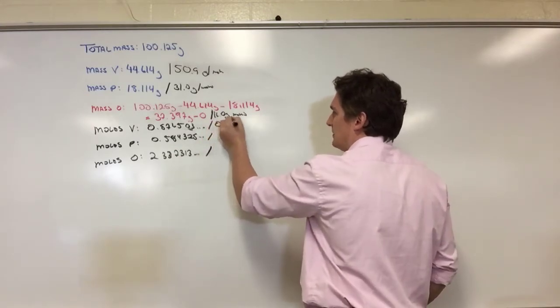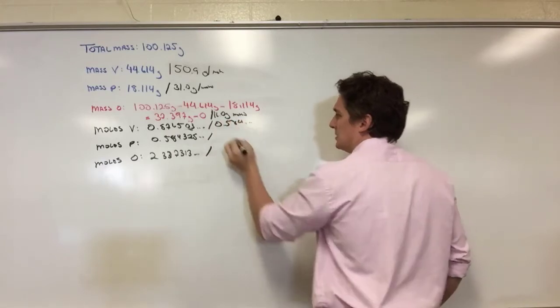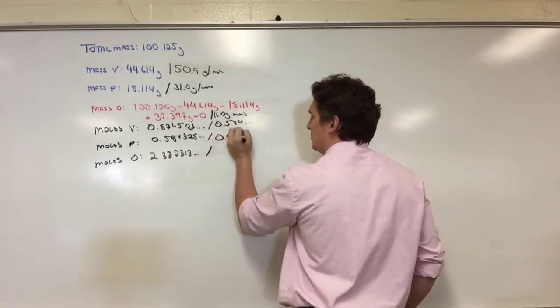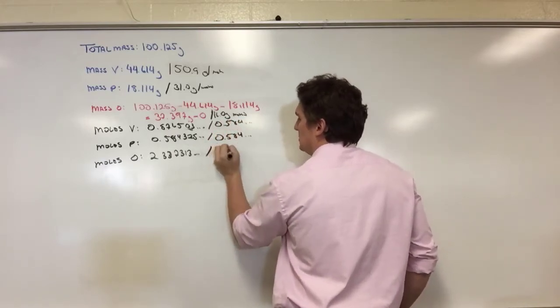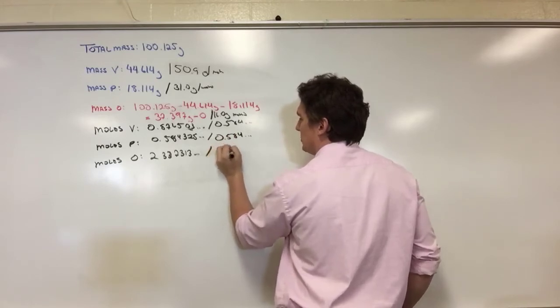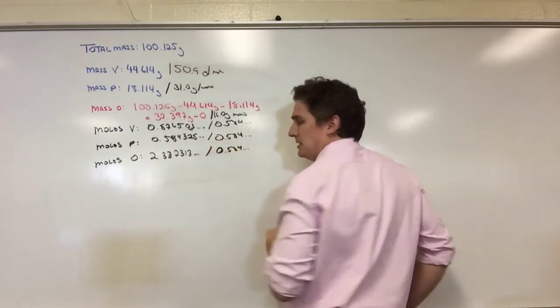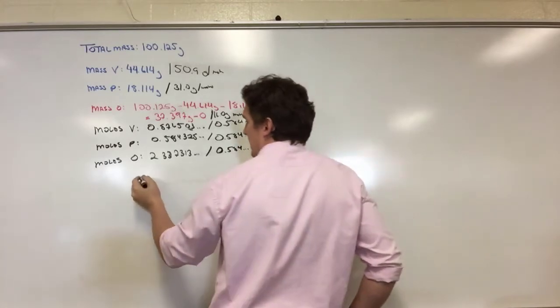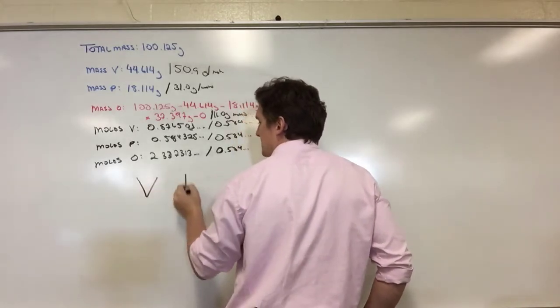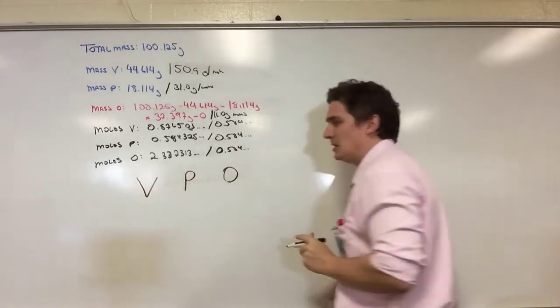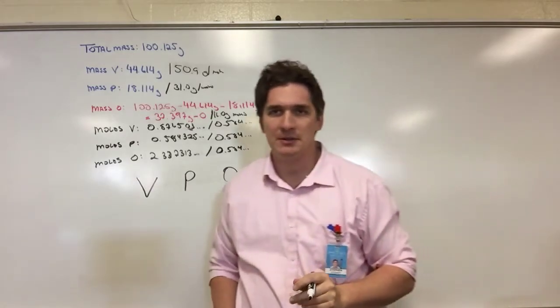So that's 0.584 divided by 0.584, and everything else divided by the 0.584 as well, and I'll get a number. And these numbers I'm going to get are going to be the subscripts in my empirical formula.